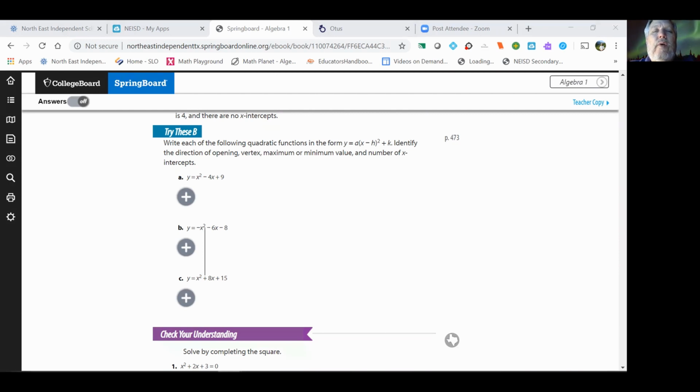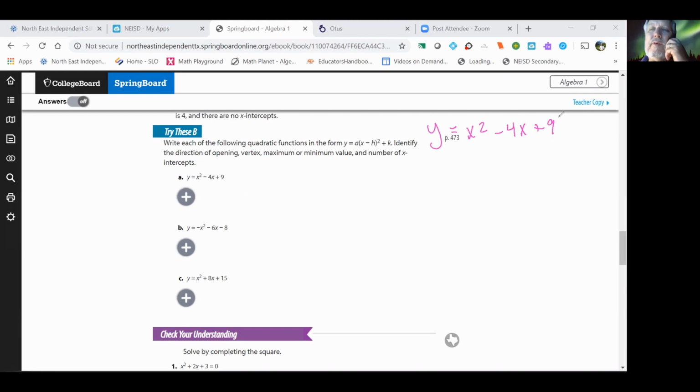Write each of the following quadratic functions in the form y equals a times x minus h squared plus k. Identify the direction of the opening, the vertex, the minimum or maximum, and the number of x-intercepts. Okay, so let's go ahead and try these A. It's going to be y is equal to x squared minus 4x plus 9.